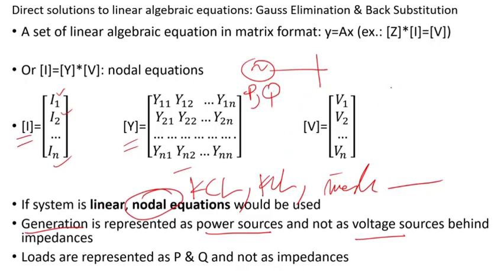Typically, what we have seen in circuit analysis is some voltage source behind some impedance. In that case, you can use Ohm's law, KCL, and all the other nodal equations. But in a power flow, generation is not represented as voltage sources behind impedances, so they become non-linear. Also, the loads are represented as PQ. If you have a load, it's going to consume some P and some Q, so now it's not resistance or impedance.